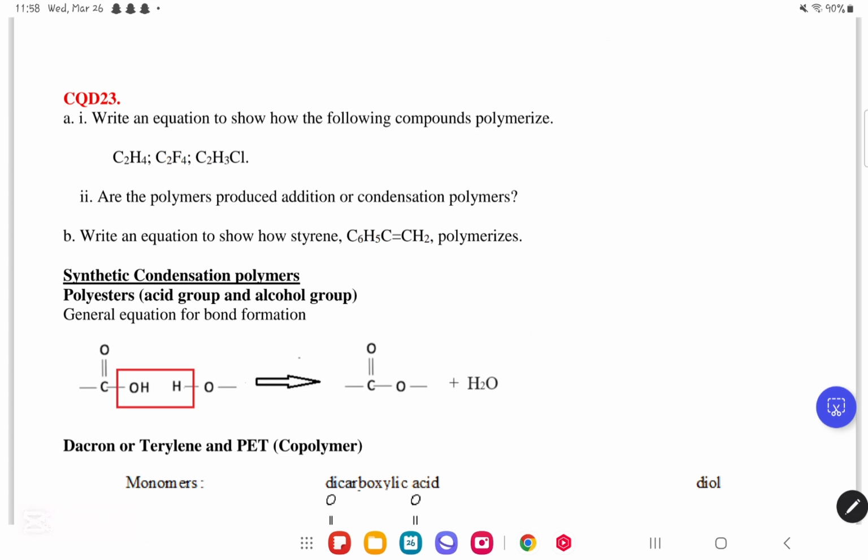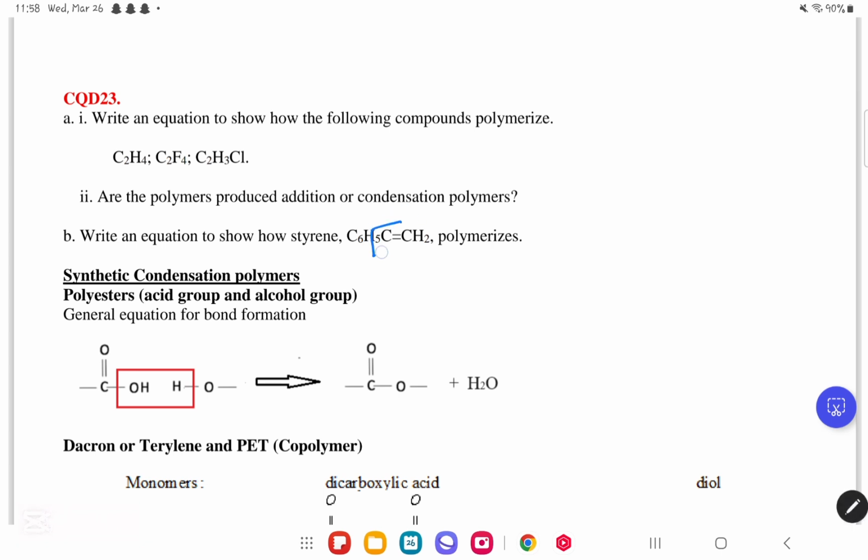Now they need part A, II. Are the polymers produced by addition or by condensation? They are produced by addition, because we are breaking the double bond so that we can add more elements to our compound. Now write an equation to show how styrene, C6H5CH double bond CH2, will polymerize.